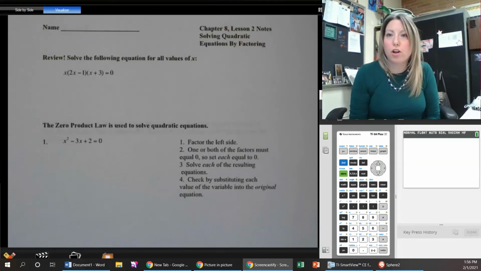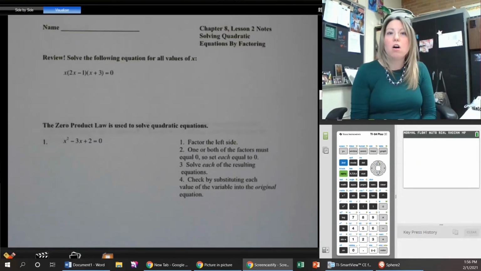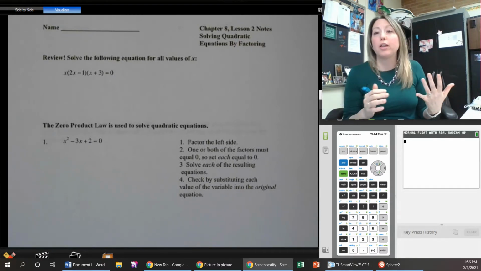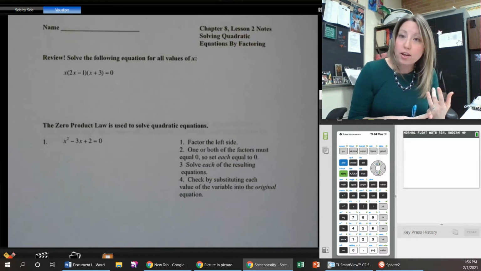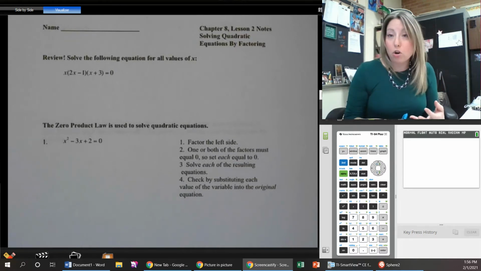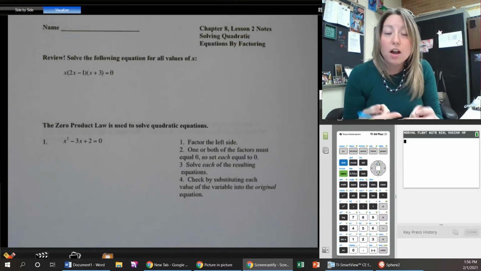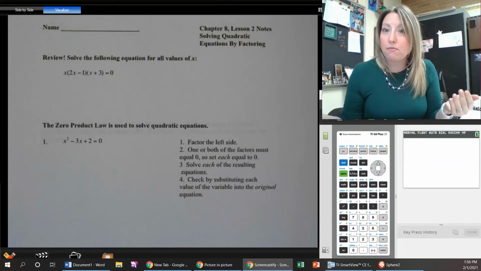Welcome to your Chapter 8 Lesson 2 notes, all about solving quadratic equations by factoring, where we are going to take what we learned about getting standard form of our quadratic equation and what we know about the zero product law, and we're going to put those two things together and solve quadratic equations by factoring.